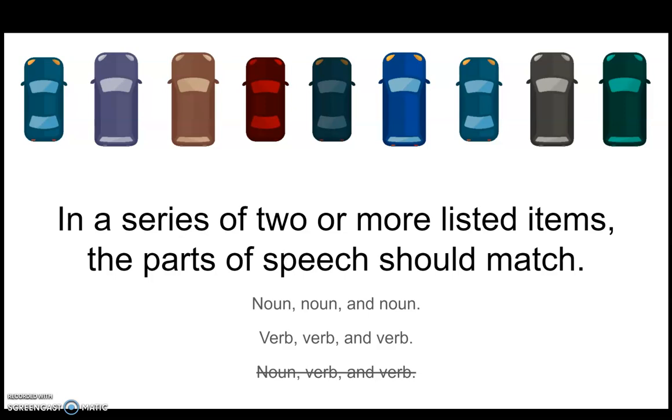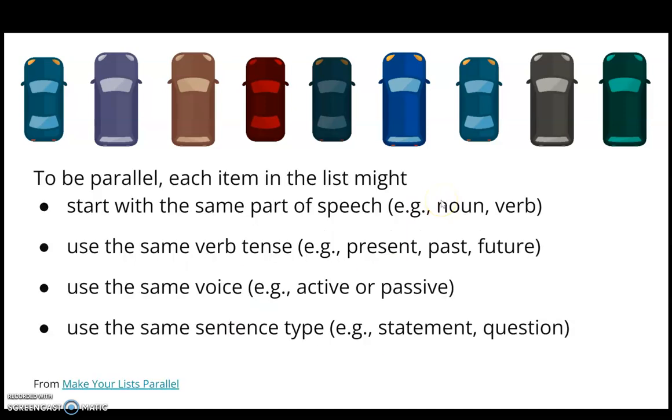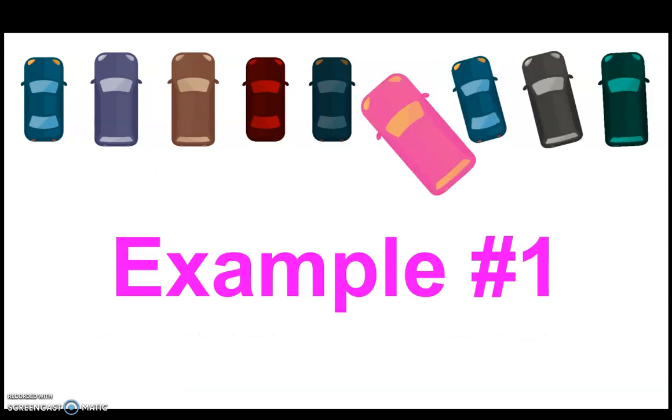It means that in a series of two or more listed items, the parts of speech should match. So you have noun, noun in a list, verb, verb, verb in a list, not noun, verb, and verb in a list. So when we're talking about making our lists parallel, we should aim to start all of the items in the list with the same part of speech, with the same verb tense, the same voice, and the same sentence type. So let's look at some examples. I think that's easier than trying to take it down to the level of grammar.